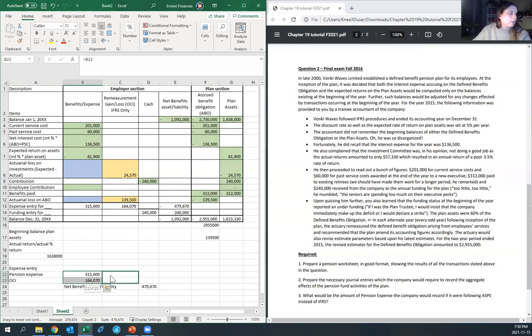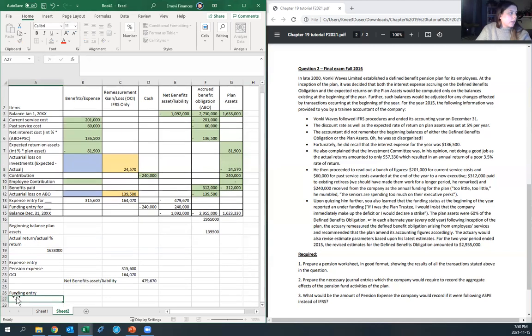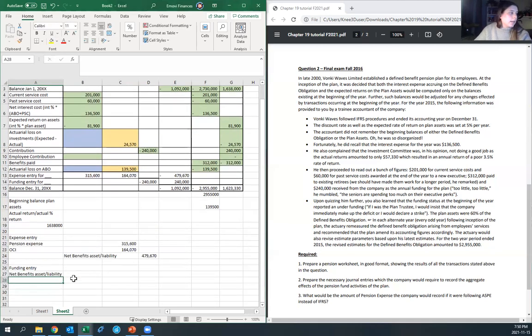Then your pension funding entry is your net benefits asset liability, credit cash for $240,000.